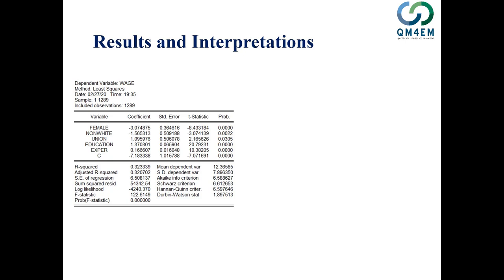Now, the female. Let me go back to the theory part. I told you that whenever you use a dummy variable, there is a reference category. So you have to keep in mind the reference category, and when you interpret the coefficient, you interpret it with reference to the reference category. So when you see a negative sign, it indicates that this variable is showing a lesser value than the reference category.